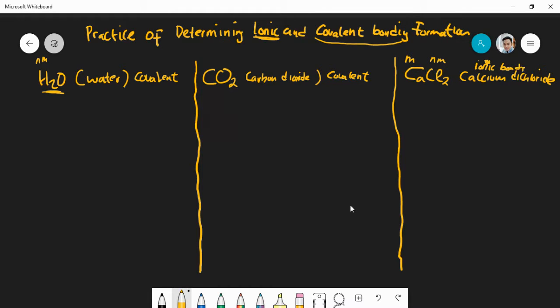Now we're going to prove that there is sharing of electrons in water, sharing of electrons in carbon dioxide, and then giving and gaining of electrons in calcium chloride. Calcium dichloride, this is wrong. Calcium chloride. Now let's take a look at water.